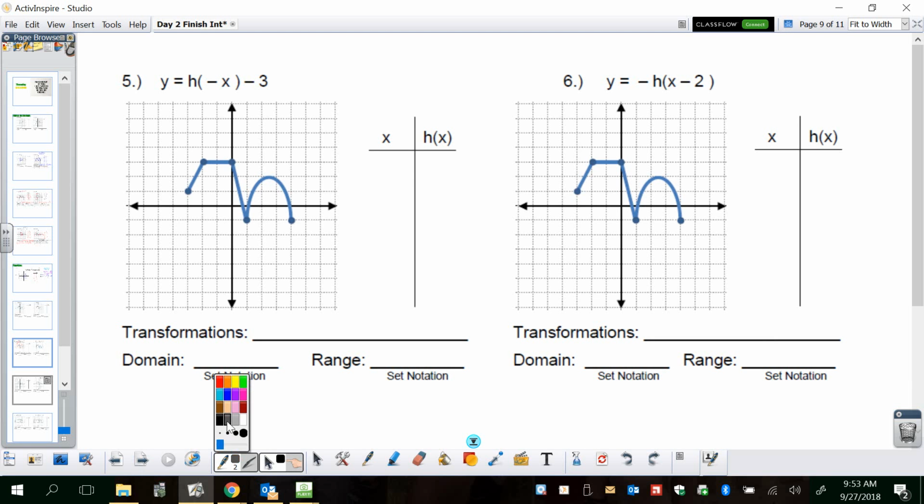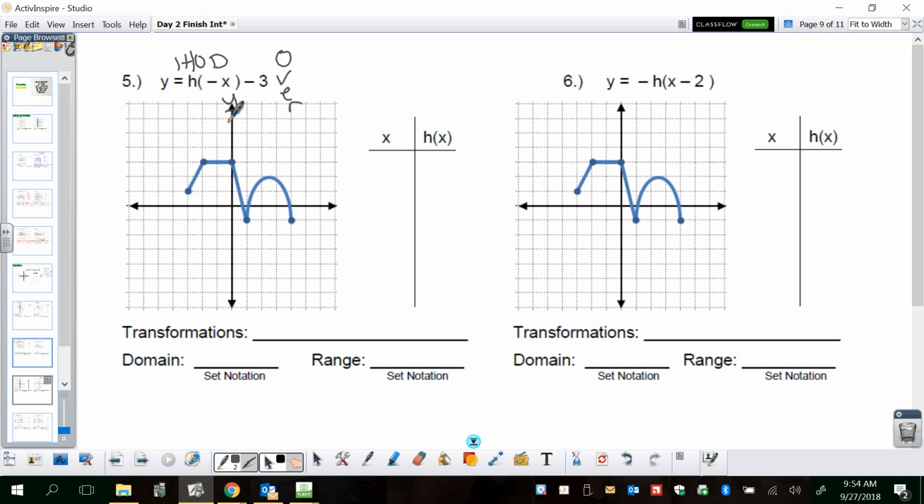So we have an inside change and an outside change, okay? Right? So what does that inside change mean? Right 1. So it's inside, which means it's a horizontal change, a side-to-side change, right? And that means it's flipping over the y-axis. Okay? Remember?